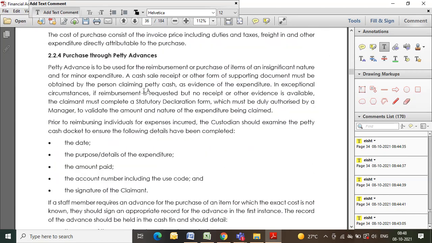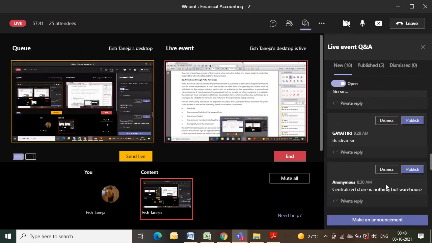Purchase through petty advances: in case there is one department of accounts which is based in the head office and then there are small units, then the head office gives small advances to all units to do purchases. So this is an advance to purchase for petty units. Any question up to now?